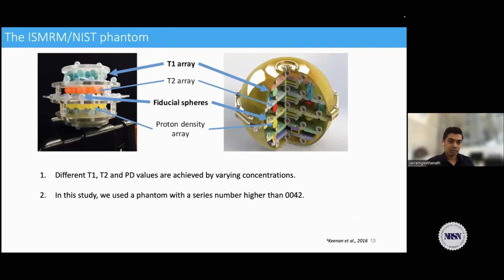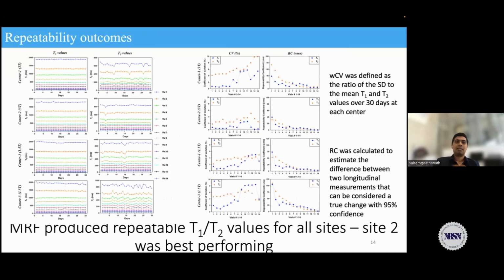Here's the phantom that I was talking about. This comes from the ISMRM NIST community, which has these three layers of three arrays of T1, T2, and the proton density with very specific known values and very small standard deviations. So we use this phantom for our study, and here's some of the outcomes of repeatability.